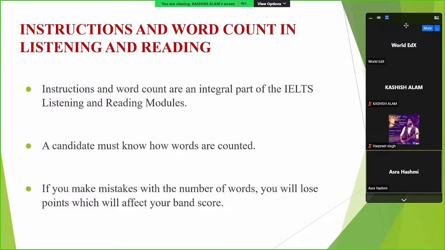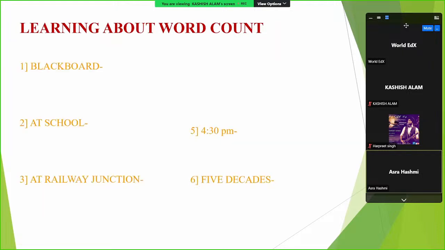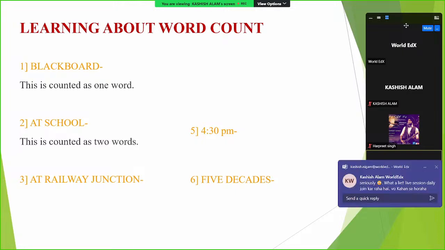Ma'am, can you come to the next one? Okay. Now, blackboard is counted as 1 word. At school is going to be counted as 2 words. Then at the railway junction would be counted as 3 words.